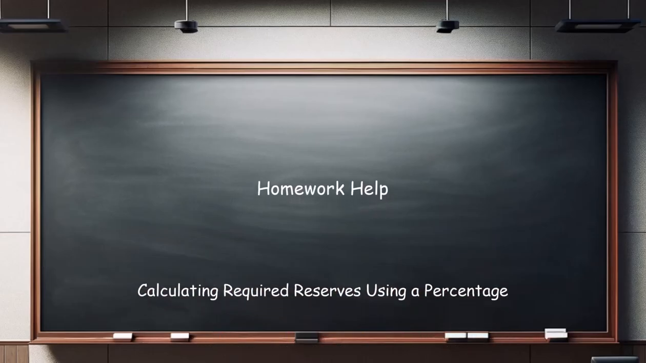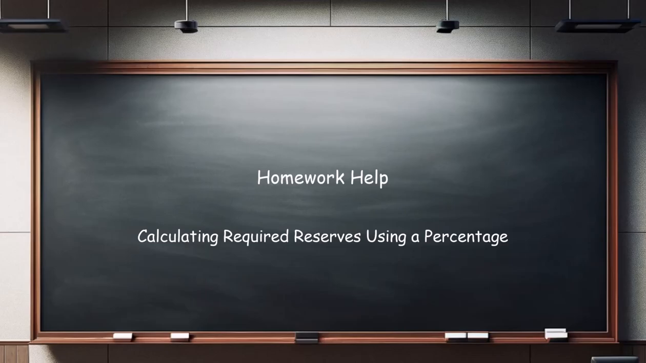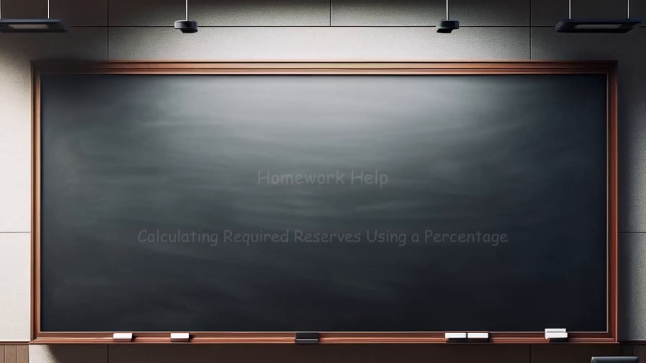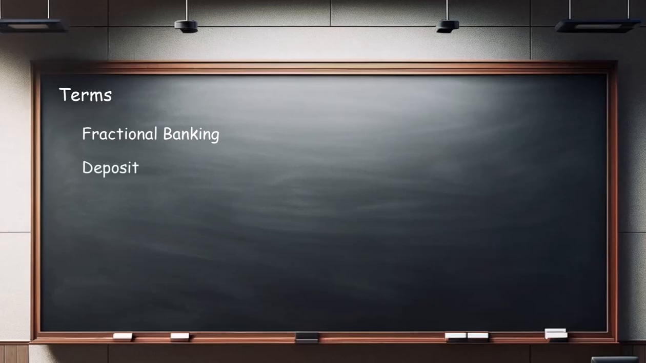This video continues a series on typical banking problems found in introductory macroeconomics, finance, and money and banking economics courses. Before looking at a typical problem statement and a way to answer it, let's review some terms and concepts. In most countries, a bank needs to retain some portion of its deposits to meet the central bank's reserve requirements. So let's take a minute to review the terms: fractional banking, deposit, reserve ratio, and required reserves.